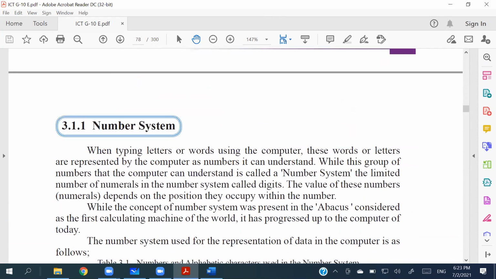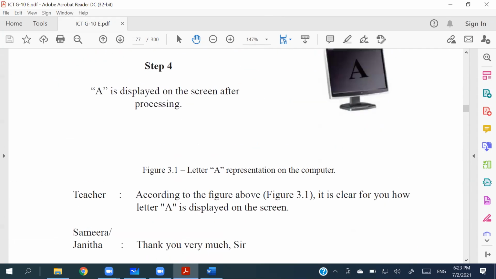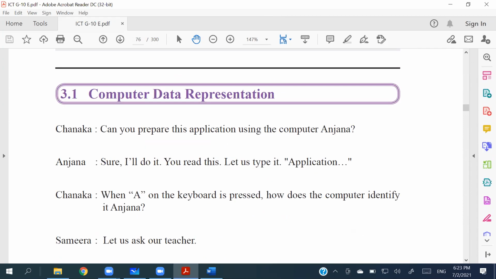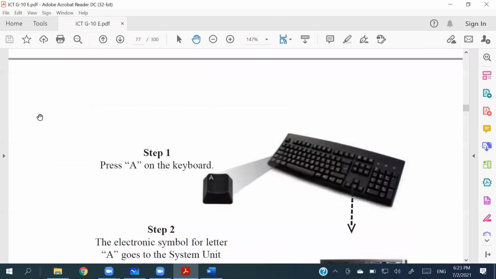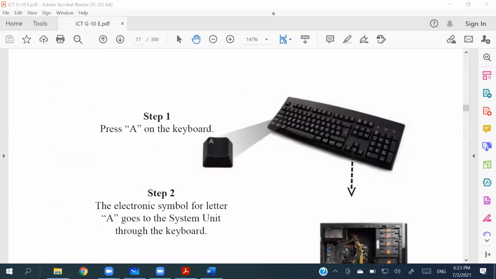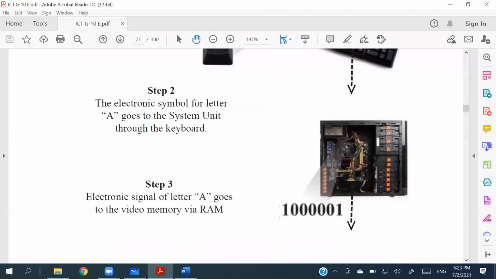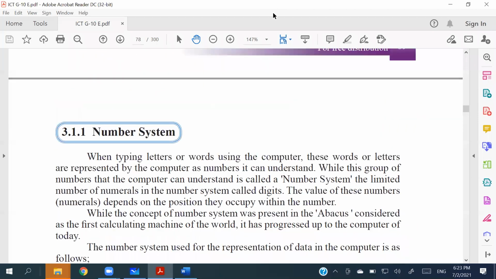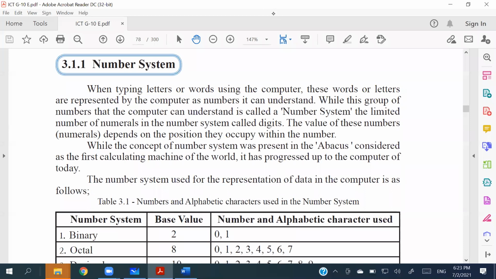Before we go to the number system part, we really don't have anything to write regarding this. It's just the story, if you can understand it. Now I'm going to introduce the number systems that the computer can use to understand particular data.